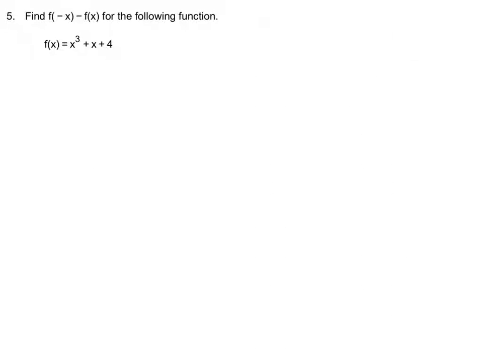Find f of negative x minus f of x for the following function. F of x equals x cubed plus x plus 4. First, we'll find f of negative x. This means that we'll plug in a negative x wherever we see an x in the original problem.